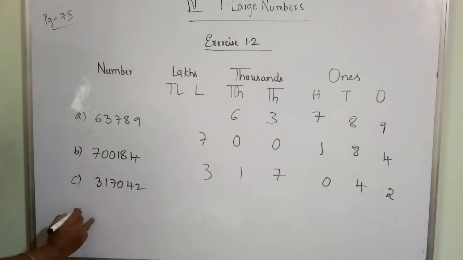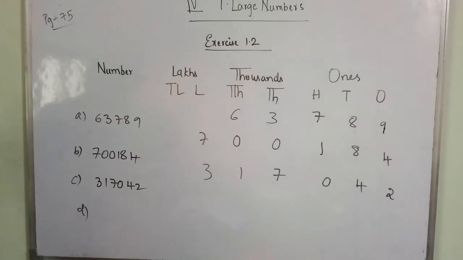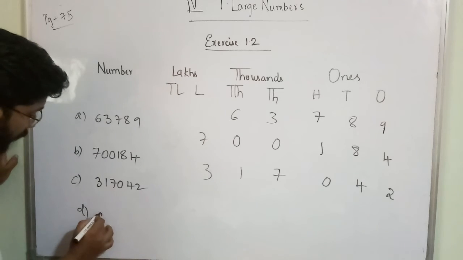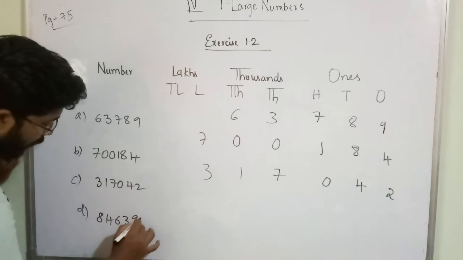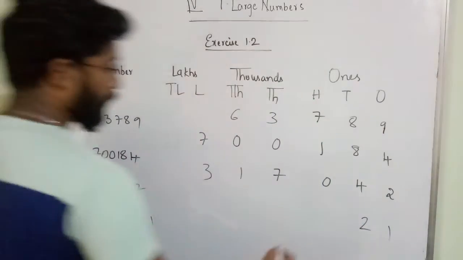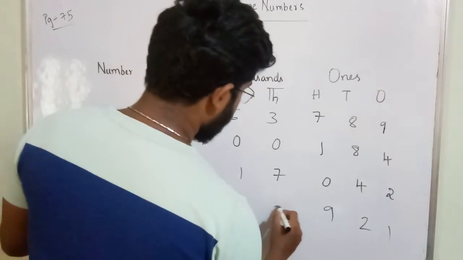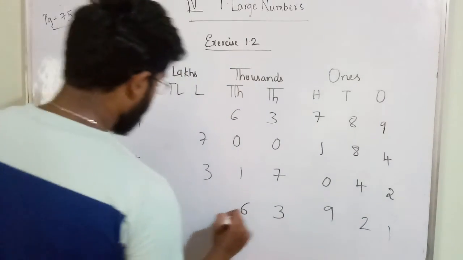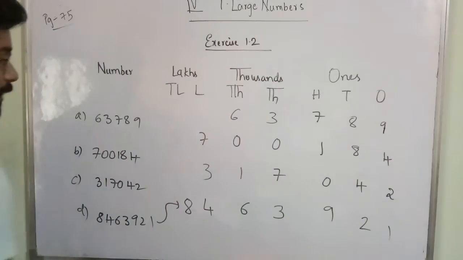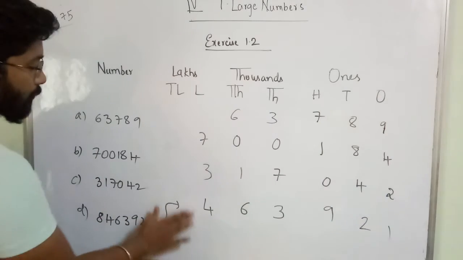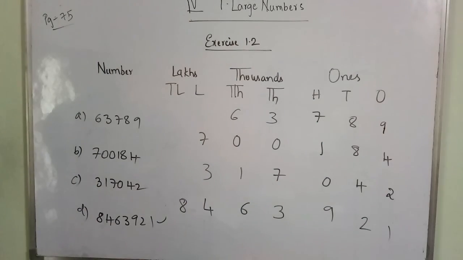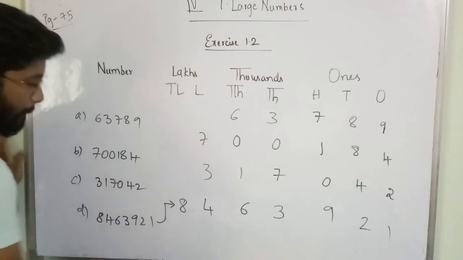Okay, D. Next one, D, 8463921. So 1 is in ones place, 2 is in tens place, 9 is in hundreds place, 3 is in thousands place, 6 is in 10,000s place, 4 in lakhs place, 8 in 10 lakhs place. 8 is in the 10 lakhs place. Okay, 8463921 is the answer.